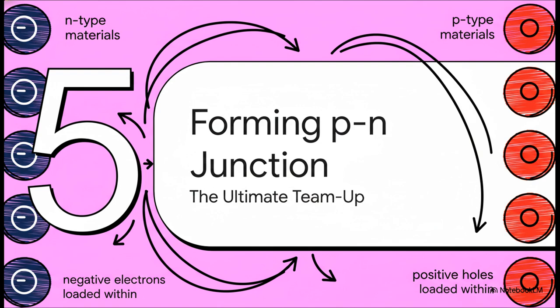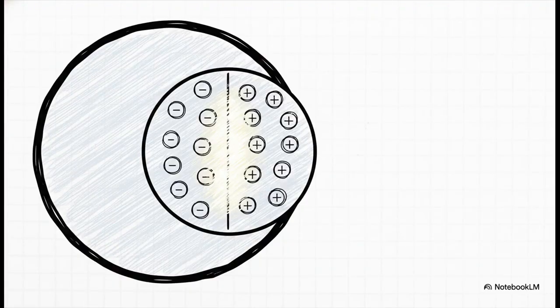Part 5, forming the PN junction, the ultimate team-up. So now we have these incredible, highly specialized building blocks, N-type materials totally loaded with negative electrons, and P-type materials loaded with positive holes. When an N region and a P region meet perfectly together on a single silicon wafer, the true magic of modern electronics is born.